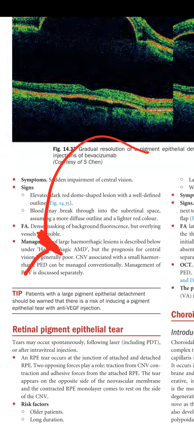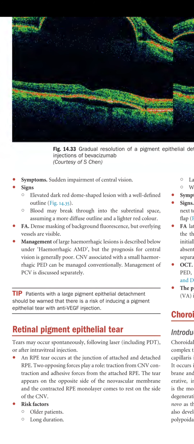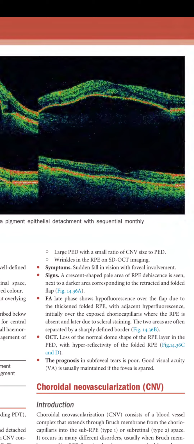Two opposing forces play a role: traction from the CNV contraction, and adhesive forces from the attached RPE. The tear appears on the opposite side of the neovascular membrane, and the contracted RPE monolayer comes to rest on the side of the CNV. So basically the tear occurs on the opposite side because of the contraction of the fibrovascular tissue.